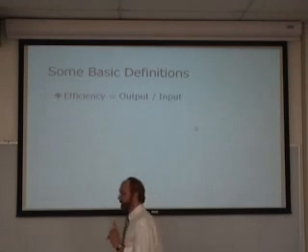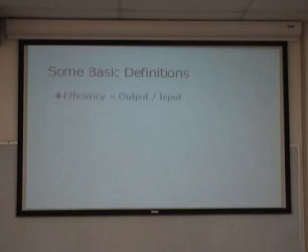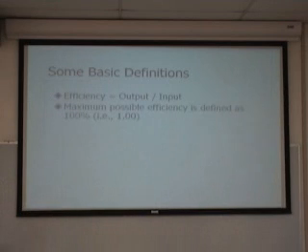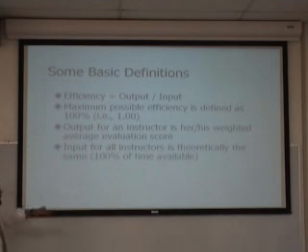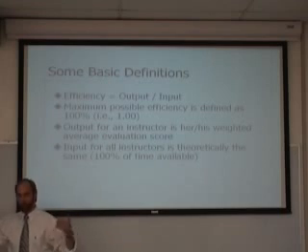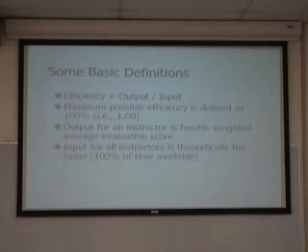Okay, some basic definitions. Efficiency is going to be defined specifically for our purposes as output over input. Maximum possible efficiency is constrained to be 100%. You can't get any more out than you put in, at least through our definitions we're working from here. Output for an instructor is his or her average evaluation score, so we're defining that as the output for an instructor. Input for all instructors is theoretically the same. Basically, you're using 100% of that time. We're not addressing how well you use your time. We're basically looking at the output. So it's essentially an output model.